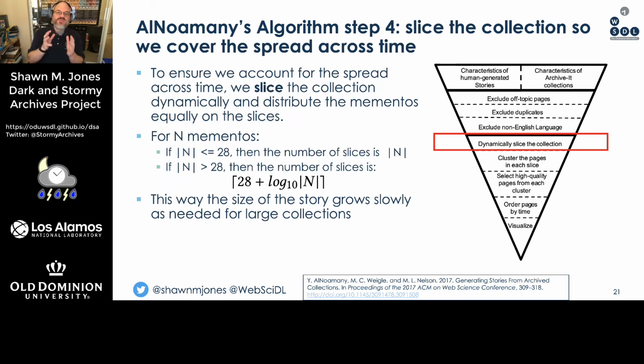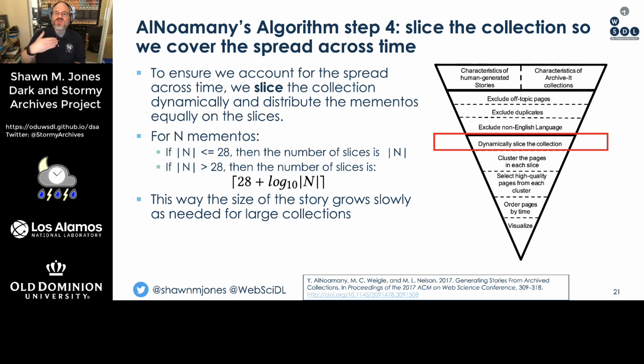And Al-Nomani's algorithm step 4 is to slice the collection so that we cover the spread across time. To ensure that we account for the spread across time, because web archive collections typically capture things over the course of weeks or months or years, we want to make sure that each of those time periods is well distributed, well represented in our final collection. And so for n mementos, if the number is less than 28, the number of slices is n. If n is greater than 28, then we use this particular equation to determine the number of slices. And this way, the size of the story grows slowly as needed for large collections.